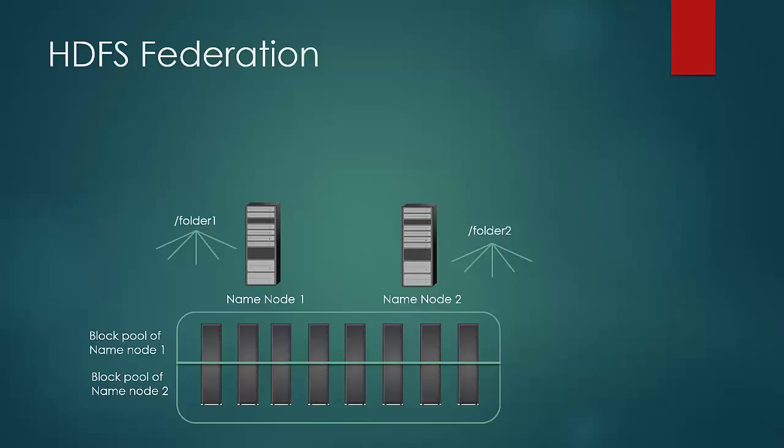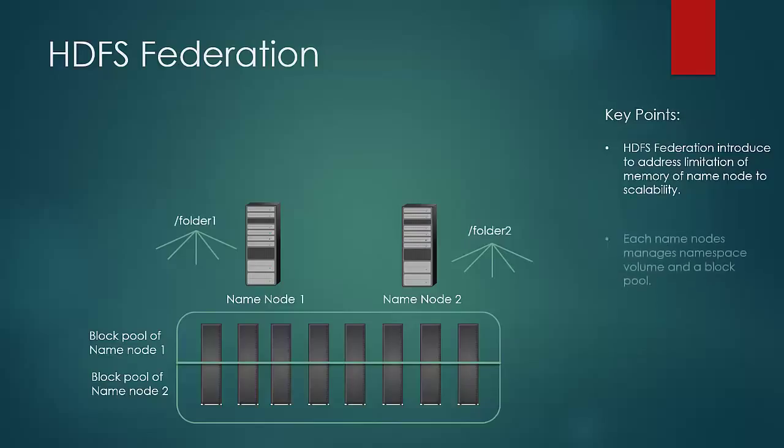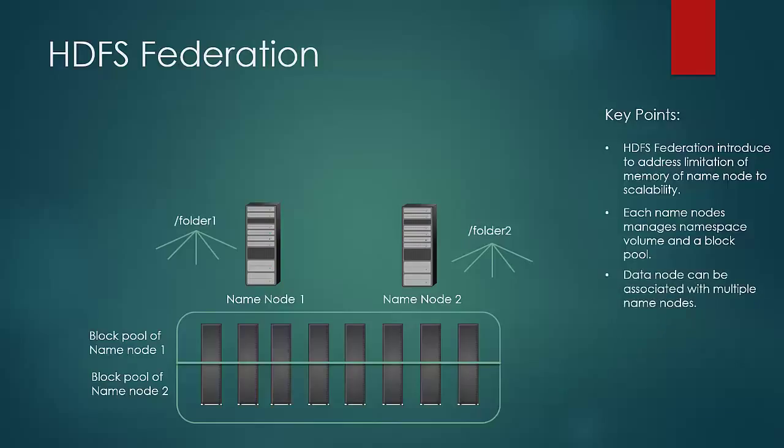Let us just look at the key points we have discussed. HDFS Federation addresses the limitation of the name node's memory to scalability. Each name node would be responsible for a namespace volume and a block pool. Data nodes can be associated with multiple name nodes. Name nodes won't communicate with each other, and failure of one won't affect the other.